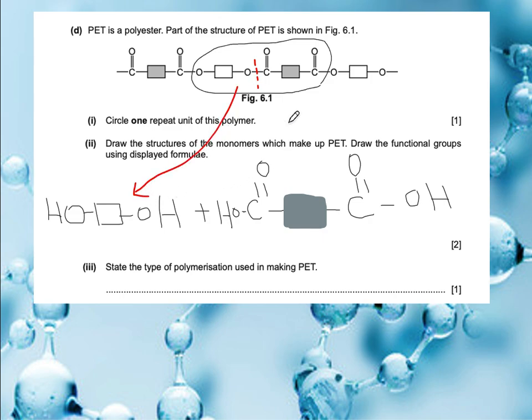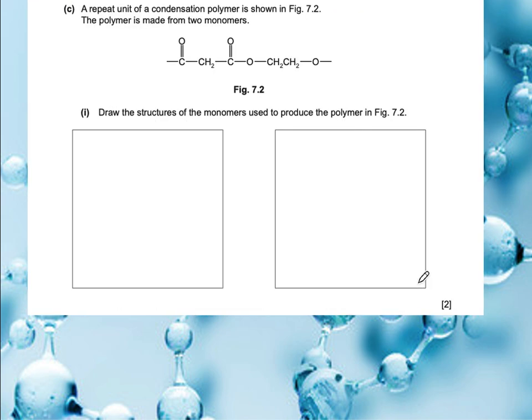So this will be the first unit or monomer. Then we're going to take the other one which is shaded, and we're going to draw it, C double bond O, and add the OH, and then the same, the bond and C double bond O, and we add the OH. State the type of polymerization used in making PET. It is, of course, condensation, because we have another type which is called addition, and it has only one product.